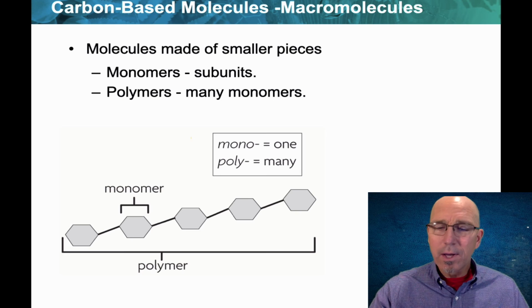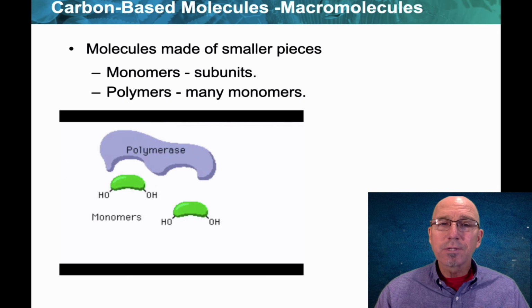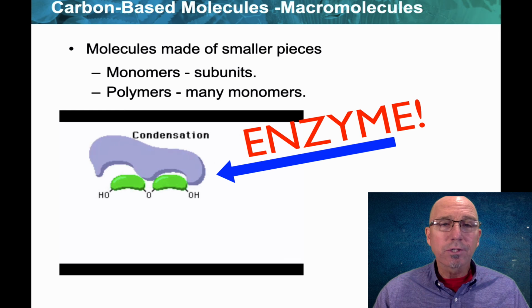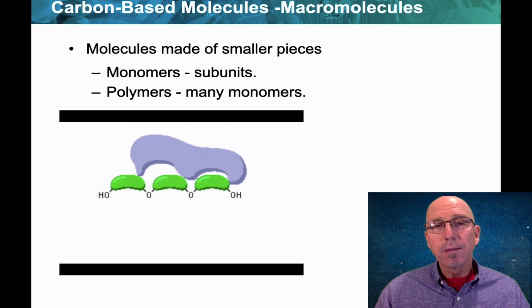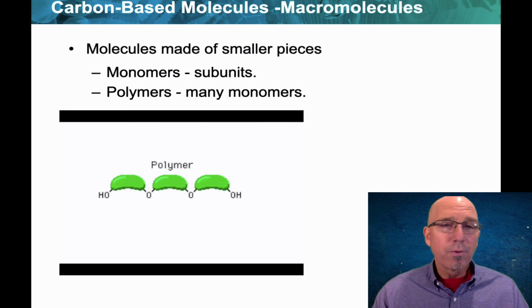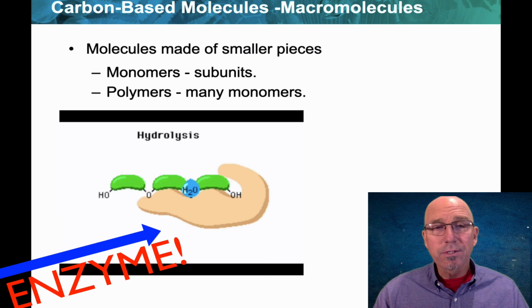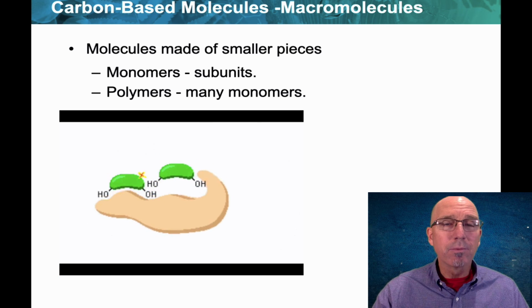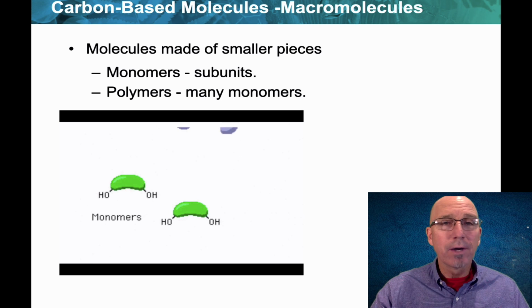So how does that happen? Well, there are molecular machines called enzymes. Here's an enzyme called polymerase. It's going to take two monomers in a condensation reaction, put them together and make a chain. By taking monomers and putting them together, we make a polymer. Now there are enzymes that do the opposite, called hydrolases. Here's a hydrolase taking those polymers and breaking them back into the monomers. So it's a cycle. Monomers and polymers is what it's all about for carbon-based macromolecules. Hope that helps.